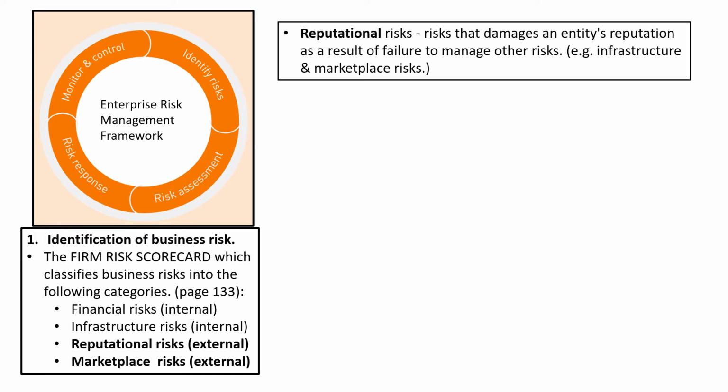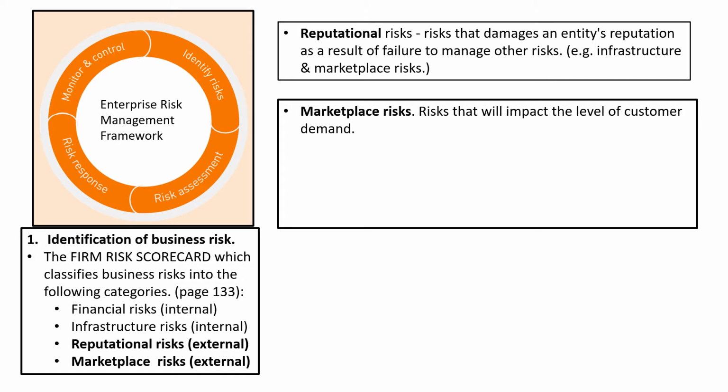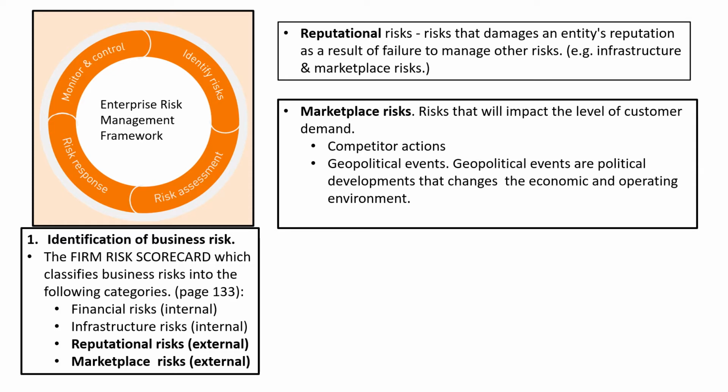The next risk we're going to look at is reputational risk. Risk that damages an entity's reputation as a result of failure to manage other risks, for example, infrastructure and marketplace risk. The final risk category is marketplace risk, risks that impact the level of customer demand, and examples are competitor actions, geopolitical events. Geopolitical events are political developments that change the economic and operating environment. And finally, the organization's reliance on a few customers.